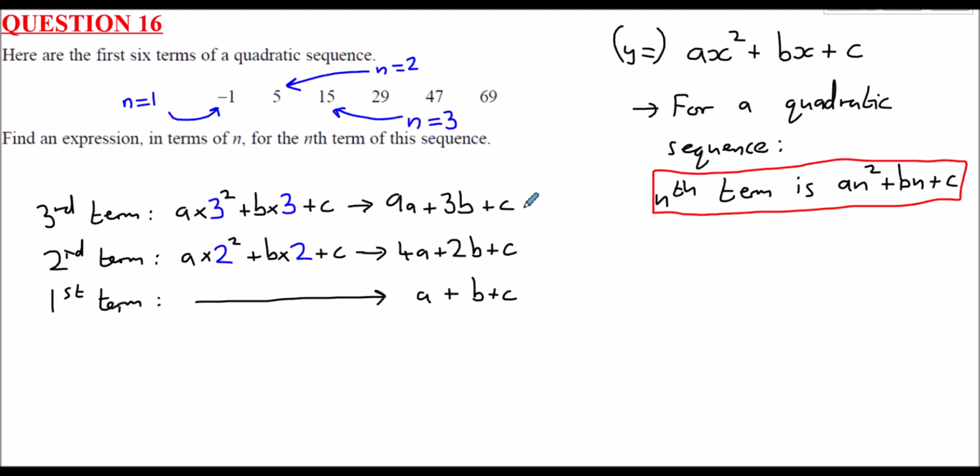So what we're going to have here is simultaneous equations, different ones to solve. So here we've got the top equation and the middle one. So if we do this one, take away the middle, what we'd get is, in fact, before I continue, I'm just going to mention what the third term actually is. So the third term, when n is 3, this must equal 15.